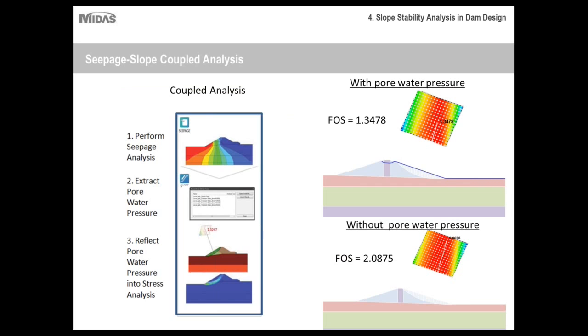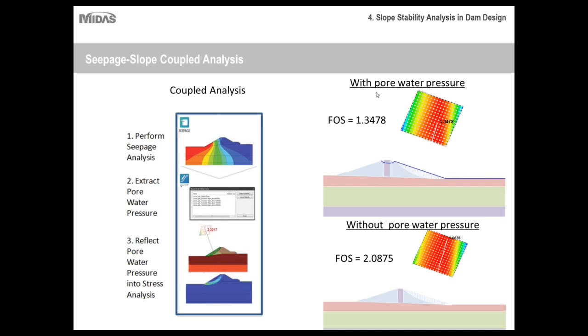Now, coupled analysis. So say, for example, you want to do a coupled analysis just to see if a measure such as a drainage blanket or maybe a clay core would be needed. We reviewed this in one of our previous lectures, but just as a review, first and foremost, you'd perform your seepage analysis to get your pore water pressures. Then you'd extract your pore water pressures and reflect those into your stress analysis or your slope stability analysis.